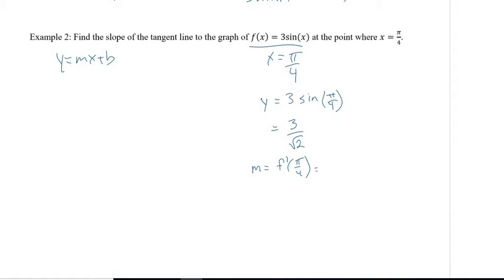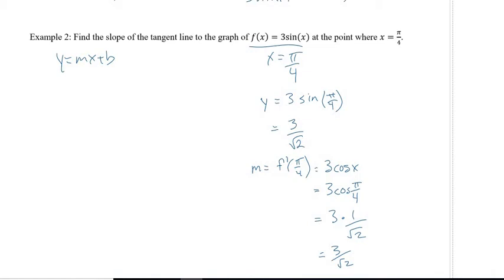So to find that, we have to find the derivative. In this case, it's 3 cos of x, or 3 cosine of pi over 4. And that's going to be 3 times 1 over root 2, or 3 over root 2. So now we have x, y, we have m. Now we just need to solve for b. So let's plug all that information in.